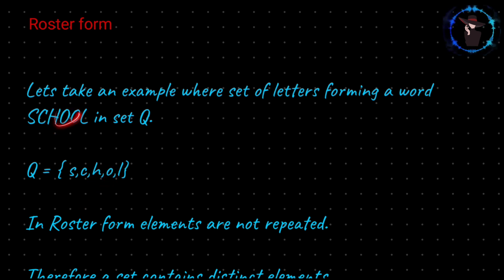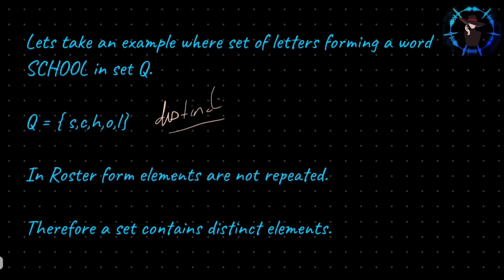But we have 2 O's in school but only 1 O in a set, because we cannot repeat the elements. A set has distinct elements, as we said in the first sentence, distinct elements, so it cannot repeat. So that is what the roster form says. When we write a set in this form without repeating the elements, that is the roster form. In roster form, elements are not repeated. Therefore, a set contains distinct elements.